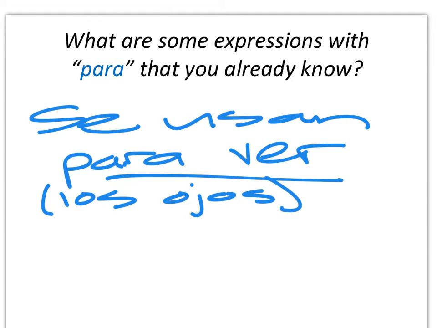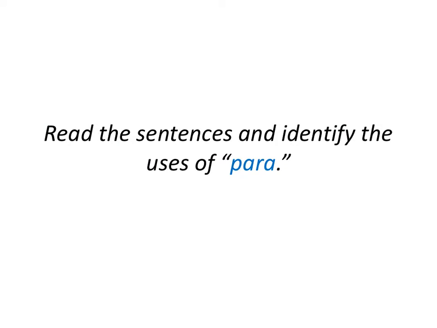Pero en este ejemplo, para plus infinitive is used to state not an explanation, but how would you classify this use of para plus an infinitive? Do you know? Like a purpose, in order to. Para plus an infinitive is used to state the purpose of something, or we could interpret it as in order to. Para aprender español, se necesita hacer la tarea, estudiar, ir a clases, hablar español, participar. ¿No? Ok, y vamos a más ejemplos.